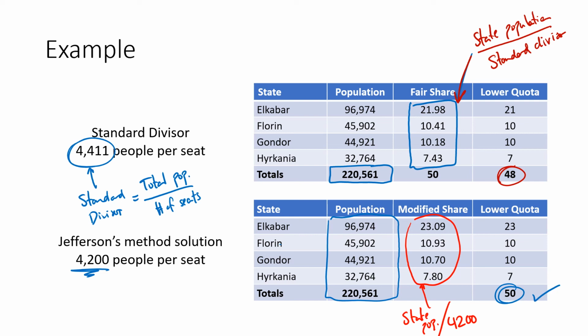But now what I want you to see here is that for state E, state E's fair share is 21.98. I covered it up there with my ink. There we go, 21.98. So the lower quota for E is 21, as we see here. The upper quota for E is 22. If we rounded that number up, we would get 22. So the quota rule says that no matter what method you use, state E should either get 21 seats or 22 seats. But unfortunately, Jefferson's method assigned state E 23 seats.